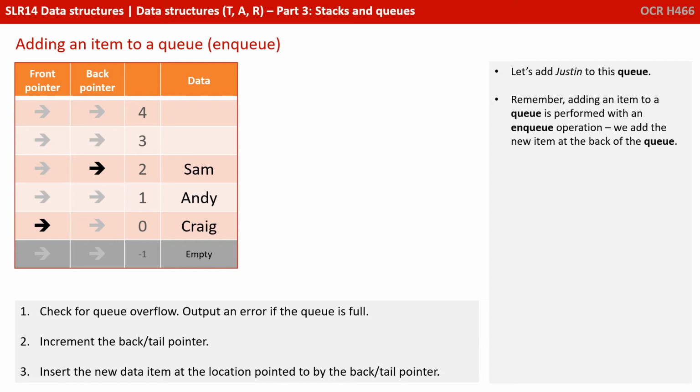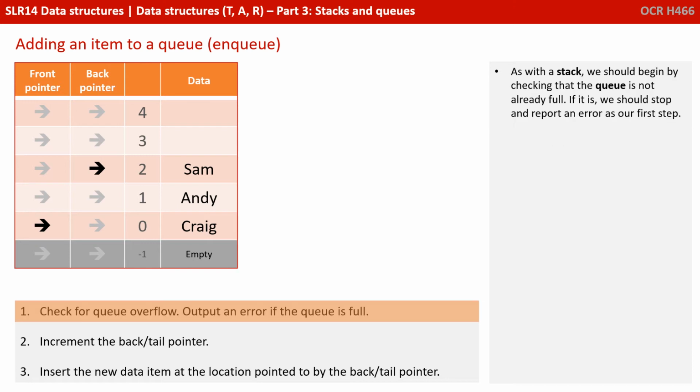Okay, so let's add Justin to this queue. Remember, adding an item to a queue is performed with an Enqueue operation. We add the new item at the back of the queue. As with a stack, we should begin by checking that the queue is not already full. If it is, we should stop and report an error.